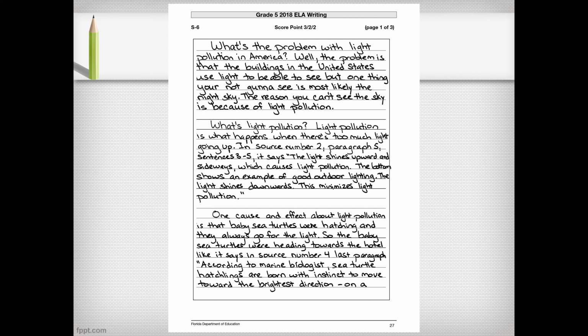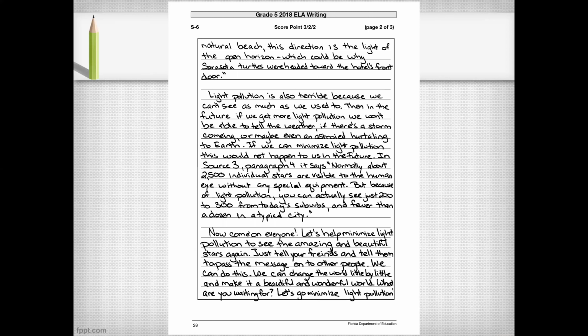One cause and effect about light pollution is that baby sea turtles were hatching, and they always go for the light. So the baby sea turtles were heading towards the hotel, like it says in source number 4, last paragraph. According to marine biologists, sea turtle hatchlings are born with instinct to move toward the brightest direction on a natural beach. This direction is the light of the open horizon, which could be why Sarasota turtles were headed toward the hotel's front door. Light pollution is also terrible because we can't see as much as we used to.